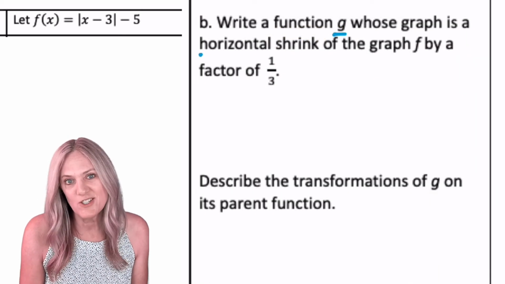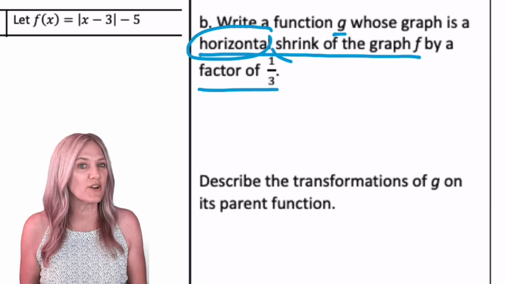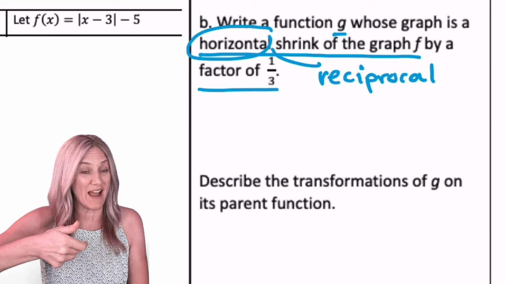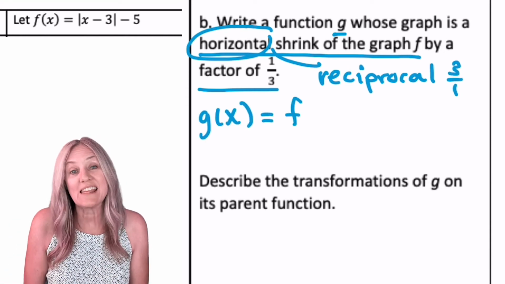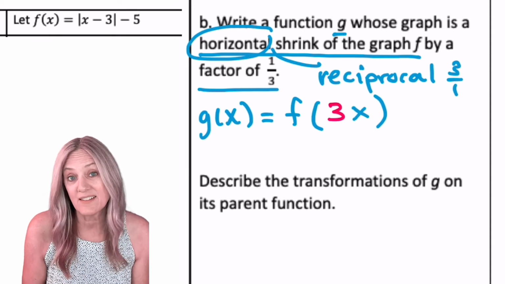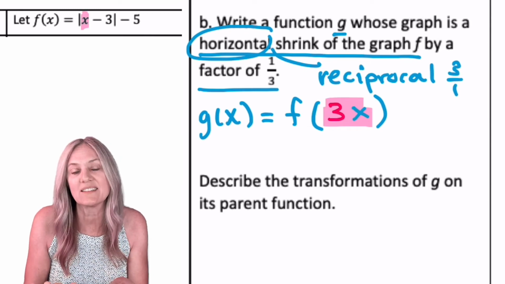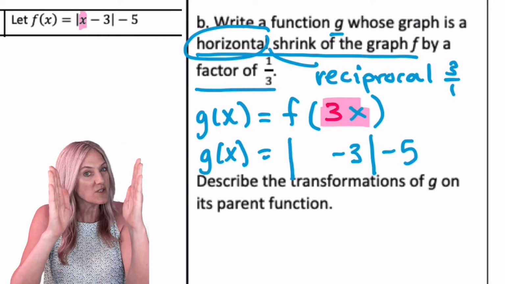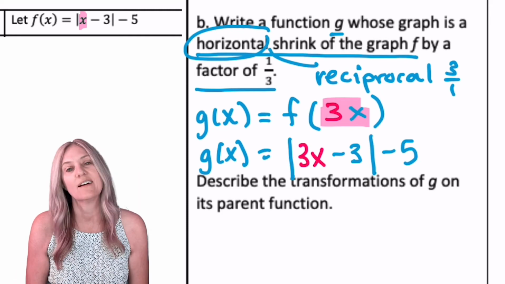Now let's write a function g that's a horizontal shrink of f by a factor of 1/3. Now remember, horizontal, so we have to take the reciprocal of that shrink to plug it back into our function. So g of x equals f of 3x. f of 3x simply means that we substitute 3x anywhere we see an x in that f function. So now g of x equals the absolute value of 3x minus 3 minus 5.